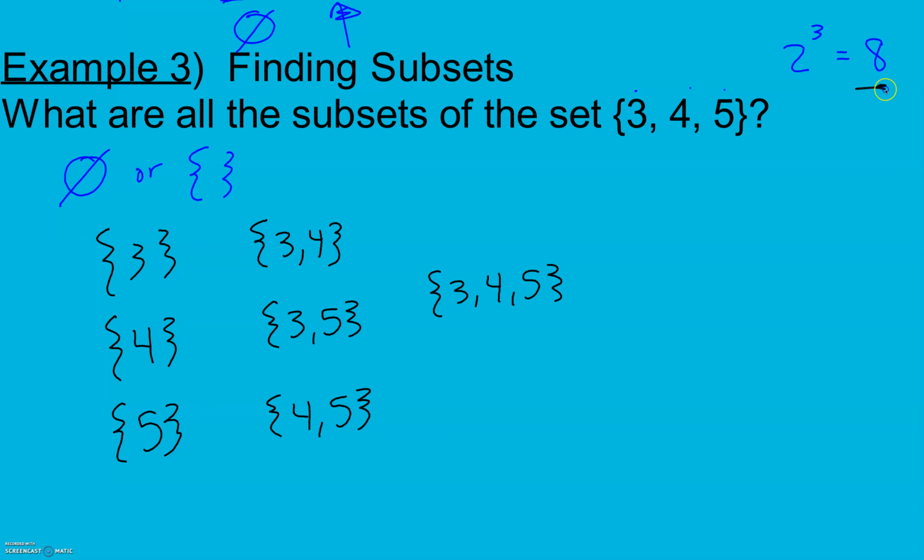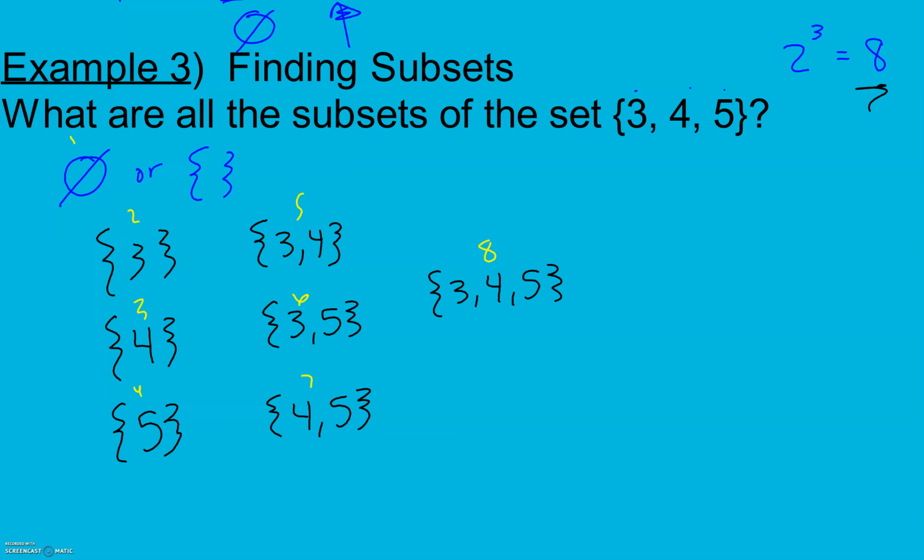So there are my 8 subsets that I said we needed. I have 1, 2, 3, 4, 5, 6, 7, and 8. It's all the possible options. Keep in mind, 3, 4, and 4, 3 are the same subset. Just writing them in a different order doesn't change it. It's still the same elements, still the same pieces. Just looks different, but still means the same thing.